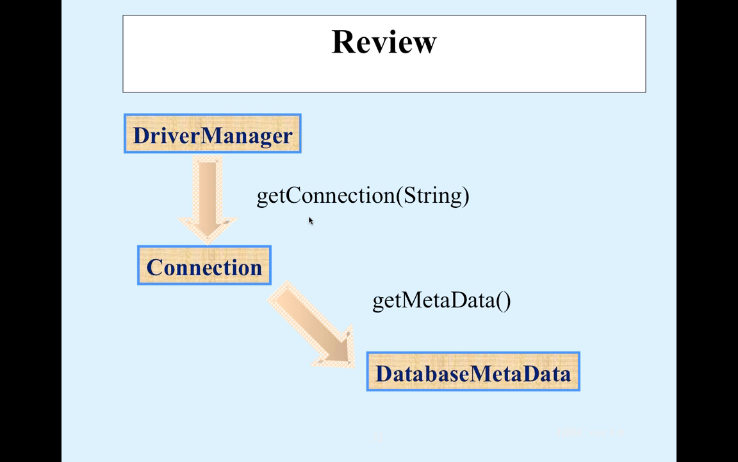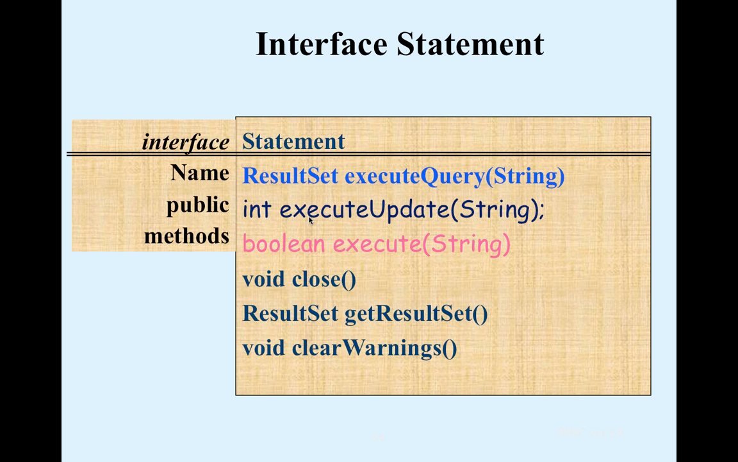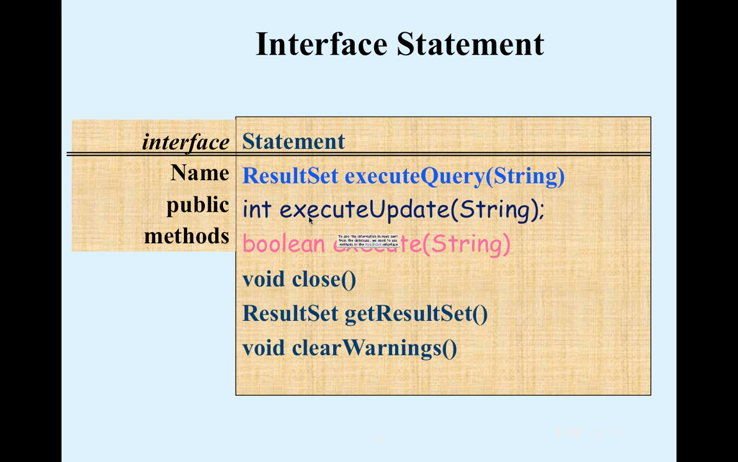So now you know how important it is, DriverManager and getConnection, right? Then to retrieve data, one must use one of the following classes to query the database, like Statement, PreparedStatement, and CallableStatement. Here we said Statement, but it is actually createStatement. Okay. So what is it? A Statement object is returned from the createStatement method of the Connection interface. It has executeQuery, executeUpdate, execute, close, and all this stuff. So method createStatement of the Connection interface returns the handle to the Statement.